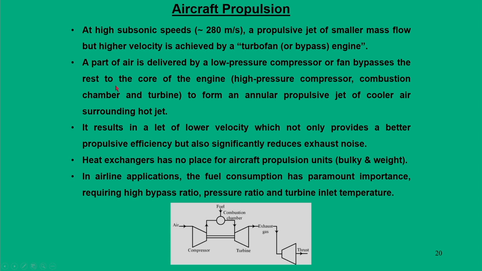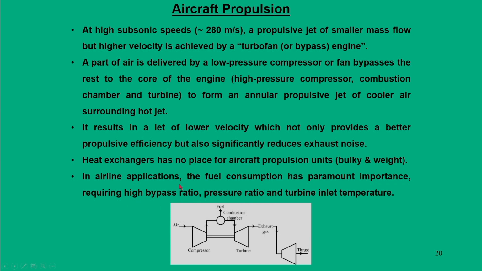In these, a part of the air is delivered by a low pressure compressor or a fan that bypasses the rest of the core engine. That means some component goes to the core, and the other goes as a bypass. So, we call this a turbofan engine. Another most important thing is that a heat exchanger has no place in an aircraft propulsion system, because it makes the system bulky. So, we have only a simple combustion chamber.